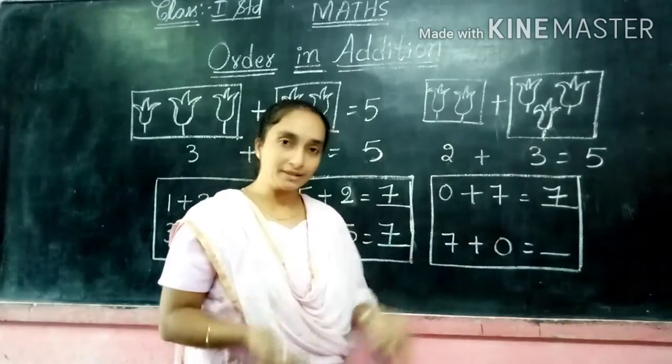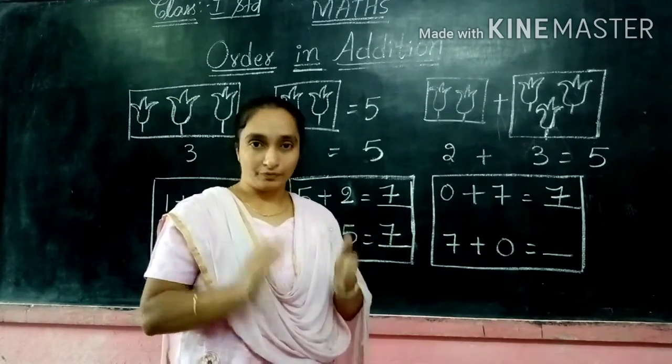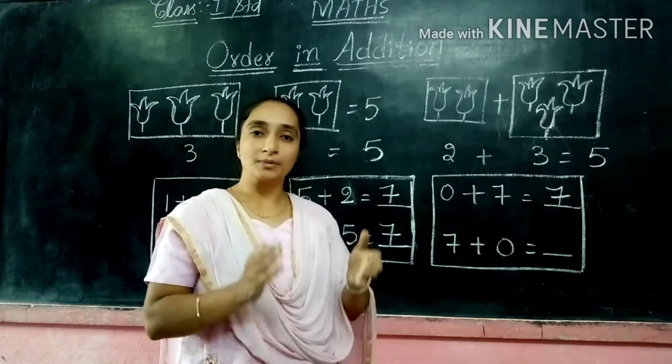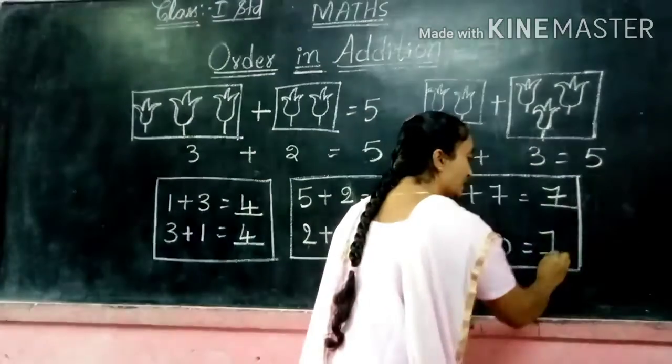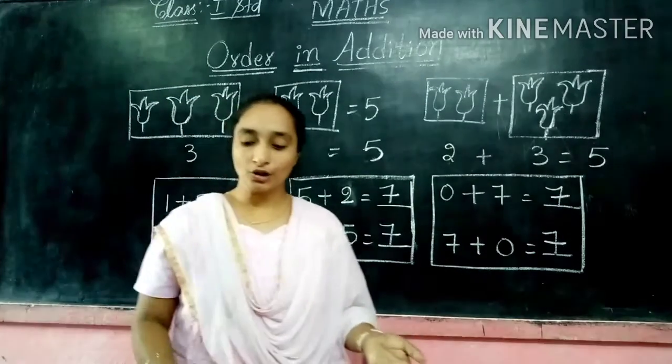Here also we are adding the 0. We are just changing the order of the numbers. Still, if you change the order of the numbers, the answer remains the same. So here we can see the answer remains the same. So, understood, children, all of you?